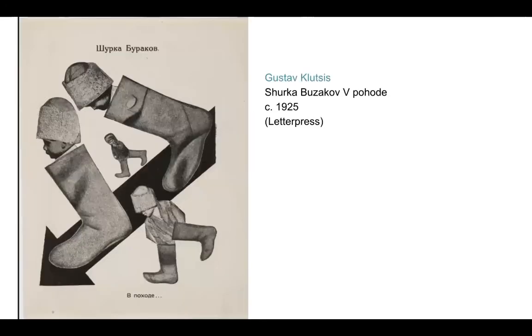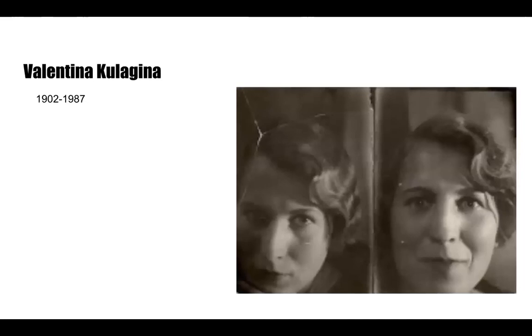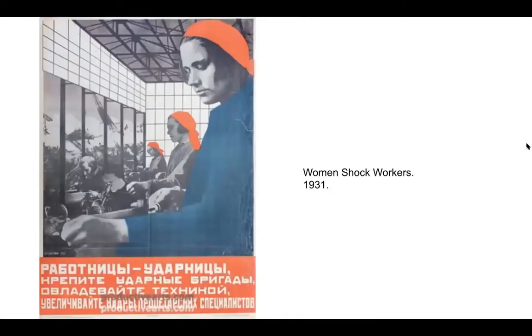Love this one. Again, a ton of negative space, very directional, a lot of movement. Everything's kind of pointing down to that bottom left-hand corner. Valentina, I don't know if I'm saying her right, Kulagina, she was another graphic artist as well. So again, a lot of these are meant to support the Soviet agenda.